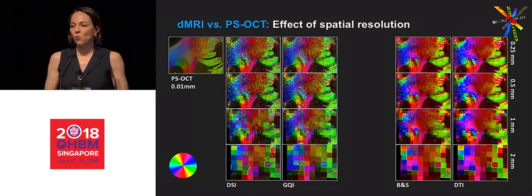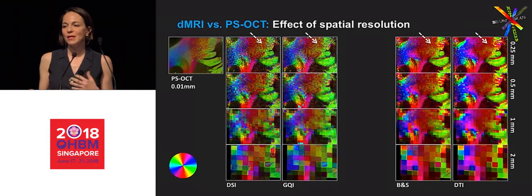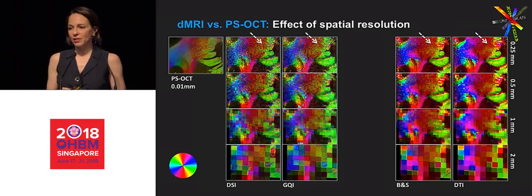Now, looking at what we get when we fit the ball and stick and tensor models to the same data, we're not doing quite as well. So I want to draw your attention to this area in the upper right, where both in the ground truth PS-OCT data and in the DSI and GQI reconstructions, we see a mix of red and yellow orientations. You'll see, if you check the color wheel at the bottom left, that these are actually 2 orientations that are pretty close to each other.